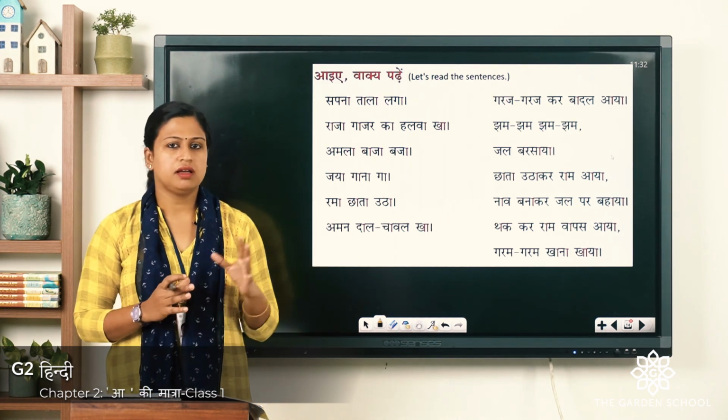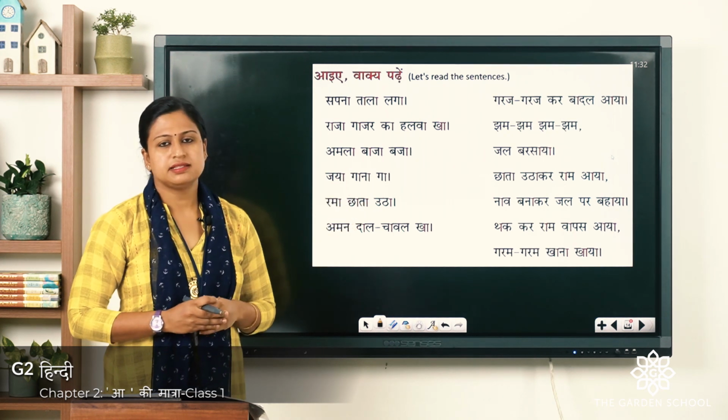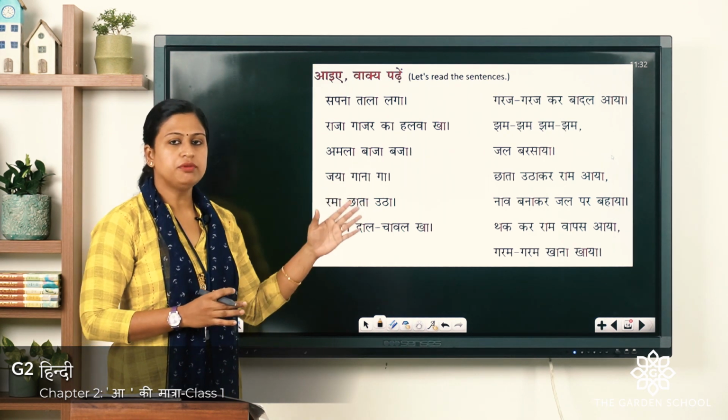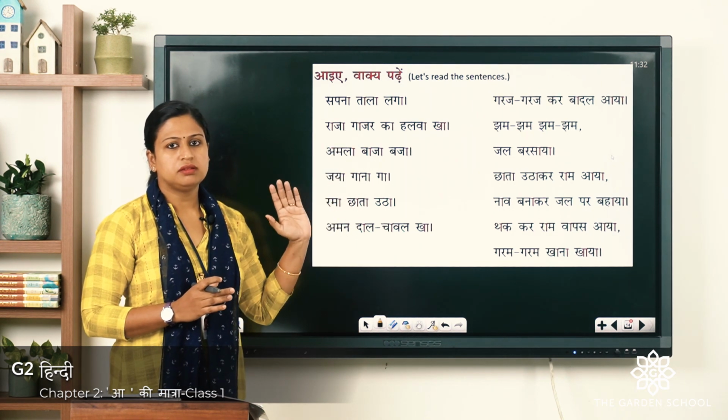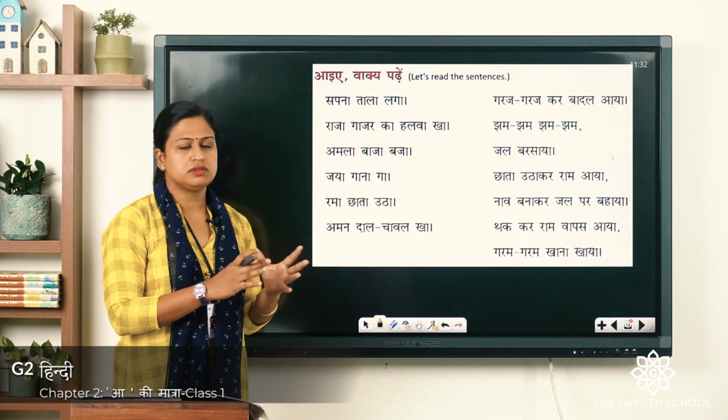So this is the meaning of these sentences. But the thing is, you have to practice it at least 2 to 3 times. Then only you will understand the sound of the Aa symbol.